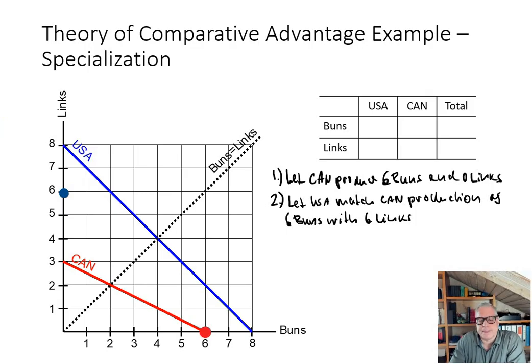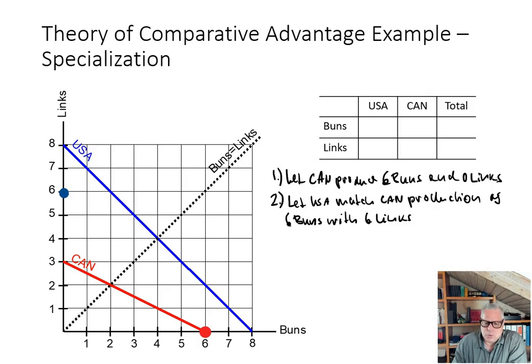Okay, but if the United States now produces also 6 links, so now we have already 6 buns and 6 links, so that allows for 6 hot dogs. But you can see that now the United States is still producing inside its production possibility frontier, which means it still has some idle resources. Well, how many idle resources does it have? It has still 2 workers left. So in order to produce 6 links, it only takes 6 workers. So the United States has now 2 workers.